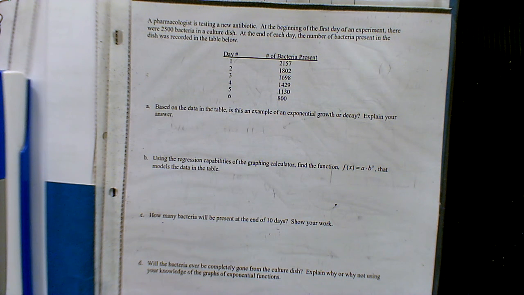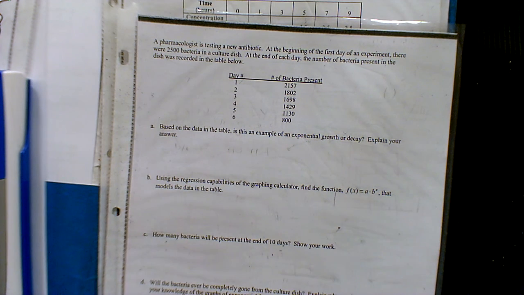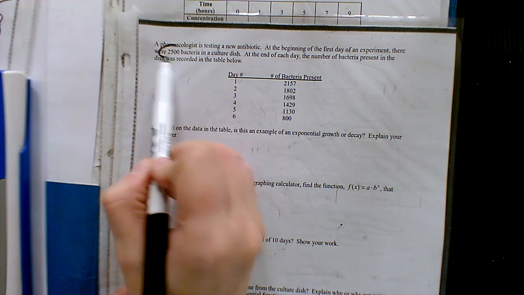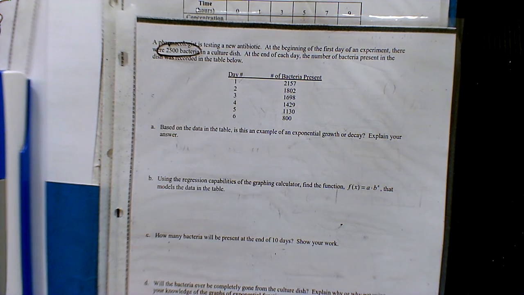So we do have some real-world applications to this type of function. Take a look at the next page. A pharmacologist is testing a new antibiotic. At the beginning of the first day, there are 2,500 bacteria in a culture dish. So that's kind of your beginning amount. At the end of each day, the number of bacteria present is recorded in the table.